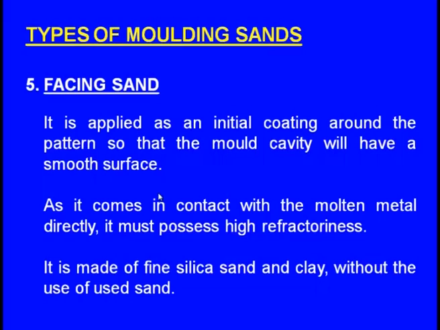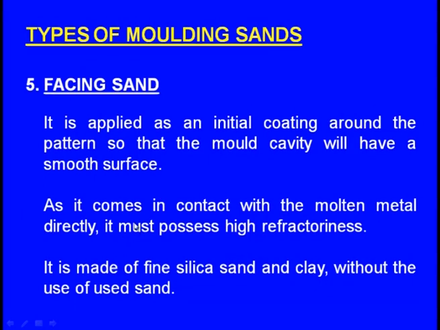So, what we do is apply this facing sand over the pattern. This facing sand is a fine sand, which we sprinkle on the pattern before we compact the molding sand. Then the rough texture of the pattern is minimized, and over that we put the molding sand and complete the ramming.